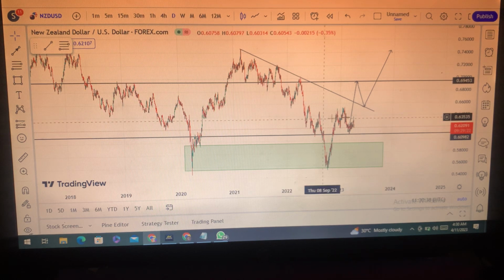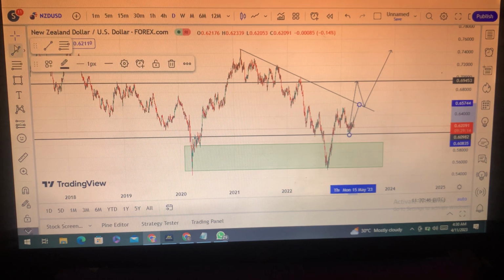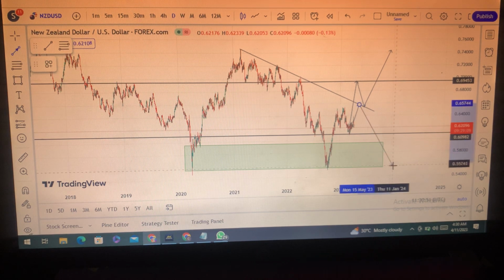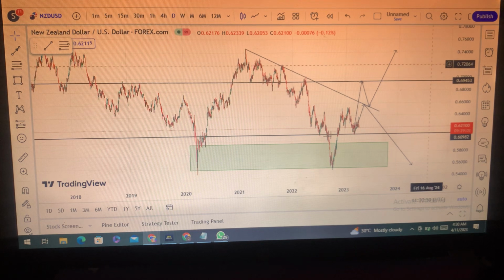Still down, so it touches here and falls back down, touches and falls back down here. So that's how to use this. This is how you do it for a downward trend.